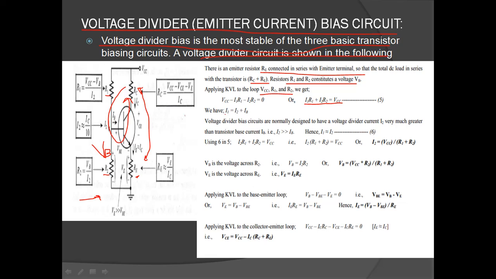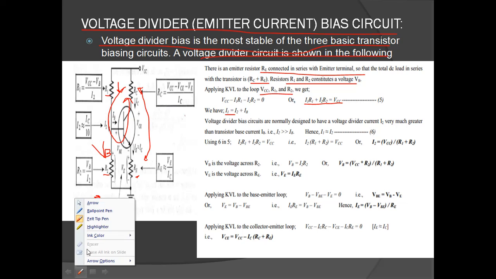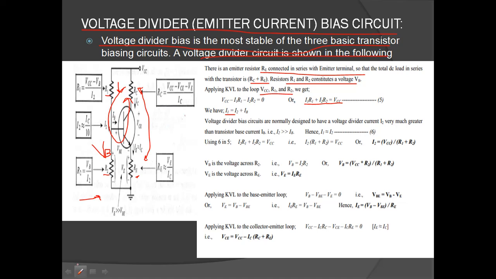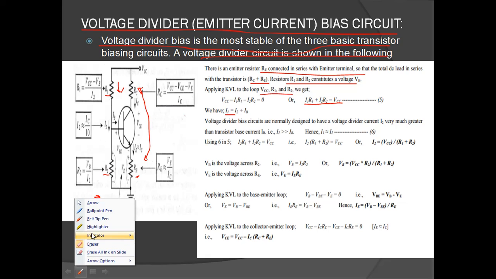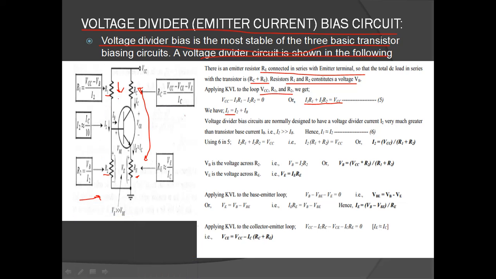Now, what do you mean by I1? I1 is this one. So here is I1, and I1 is going like this. So I1 is nothing but IB plus I2, or I2 plus IB. I1 is equal to I2 plus IB.